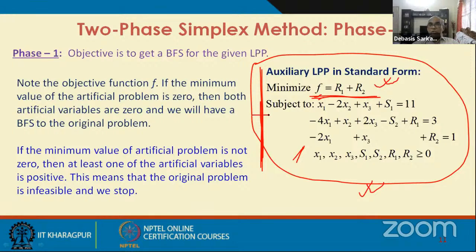But if the optimal solution for this problem shows that f is non-zero, that means at least one artificial variable has non-zero value. Your conclusion will be that the optimal solution for this problem cannot be a basic feasible solution for the original problem, because all artificial variables are not zero. It means that the original linear programming problem is infeasible. So then your calculations stop.